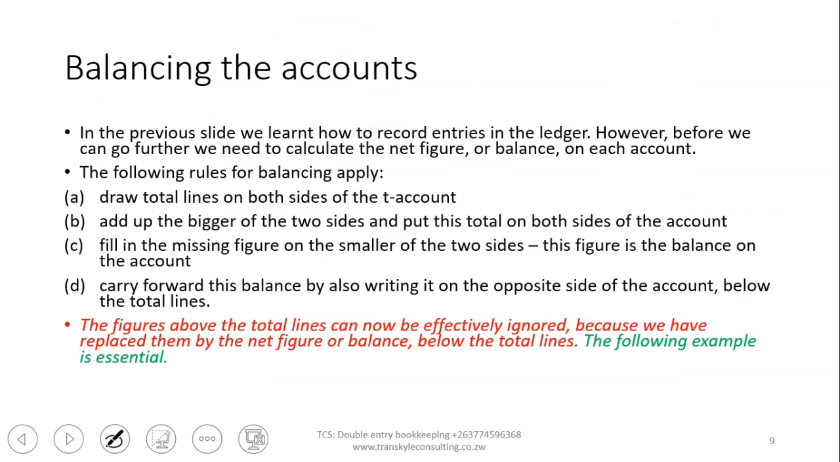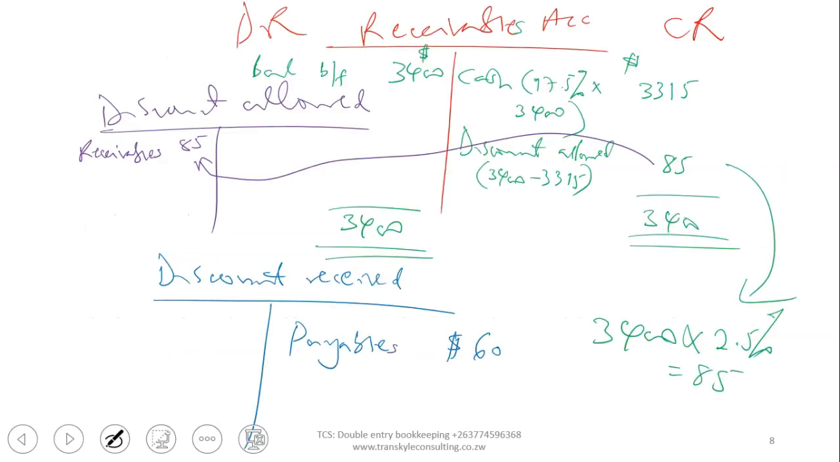Alright, in the previous slide we learned how to record entries in the ledger. However, before we can go further, we need to calculate the net figure or balance on each account. The following rules for balancing apply. The first thing you have to do is to draw total lines on both sides of the T account. Add up the bigger of the two sides and put this total on both sides of the account, which we did. We illustrated here how to record. This is the totaling, and these are the totals which are being referred to.